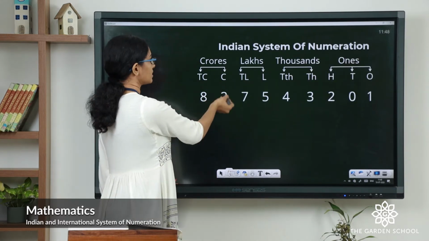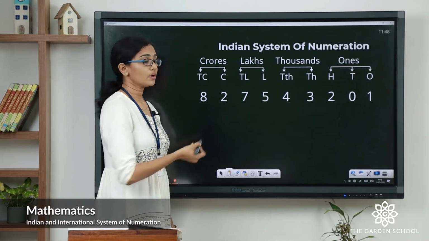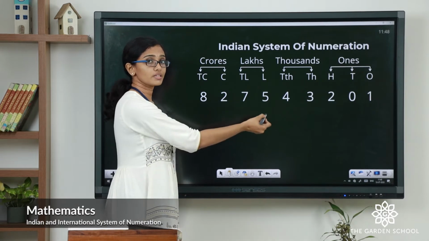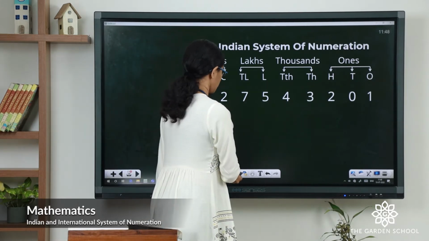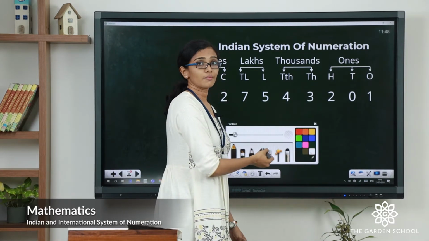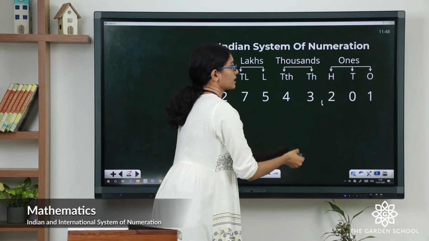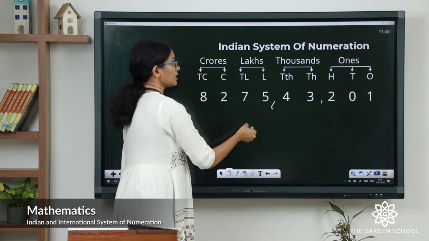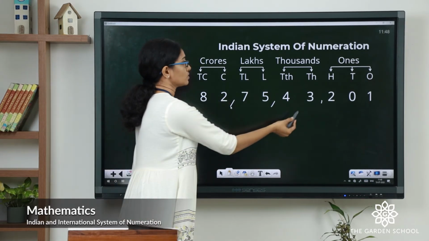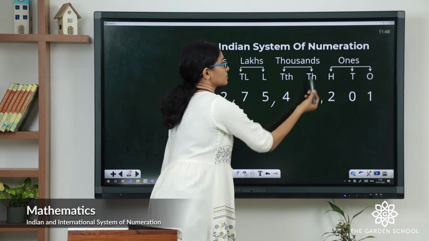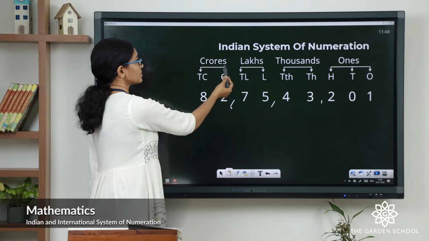Here is a number represented according to the Indian system. How do we read this number? We know it's easier to read the number if we insert commas in between to separate the periods. So let's insert commas in between to separate them. How do we group the number? We start grouping from right to left. So ones, tens, hundreds, a comma here, thousands, 10,000s, comma, lakhs, 10 lakhs, comma, then crores and 10 crores. So this comma separates the thousands and ones period. This comma separates lakhs and thousands, and this comma separates the crores and lakhs.